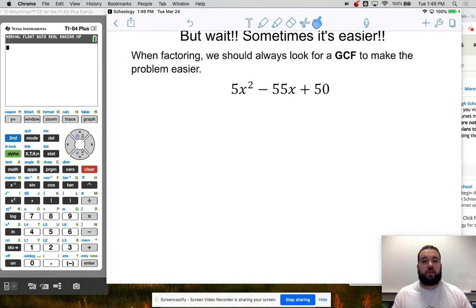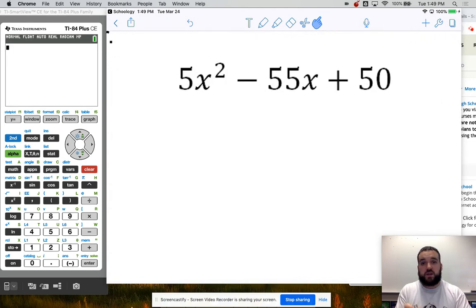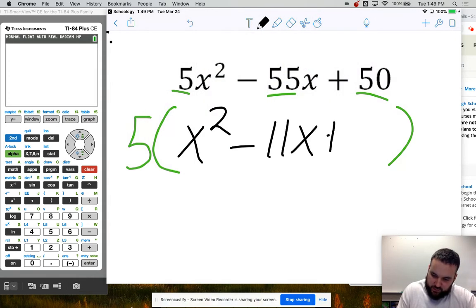Okay, and this is really the key to the video, and this will be a short one. I'll cut this off soon. But just because there's a number in front of x squared does not mean you have to do the AC method. Okay, if you see a number like this, first check, is it a GCF? I can divide all 3 of these numbers by 5. So do that. Okay, if I divide everything by 5, x squared minus 11x plus 10.